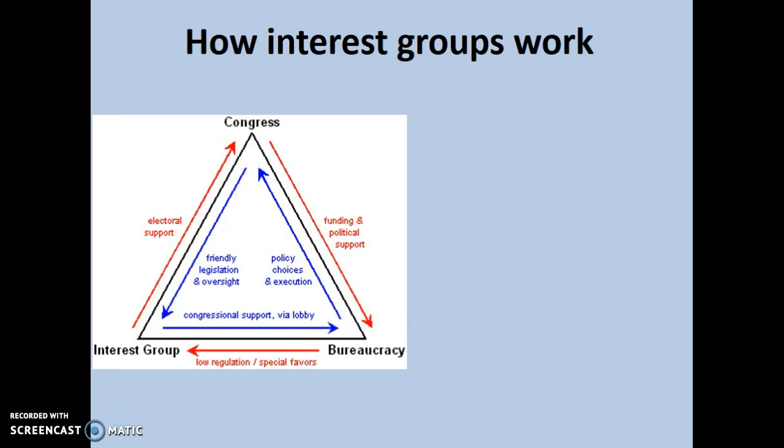So all we're going to do is walk through these arrows and make sure you understand. So an interest group, one of the tools that they have is a membership. It could be large, it could be small. They can use that membership to try to help members of Congress get elected or reelected.